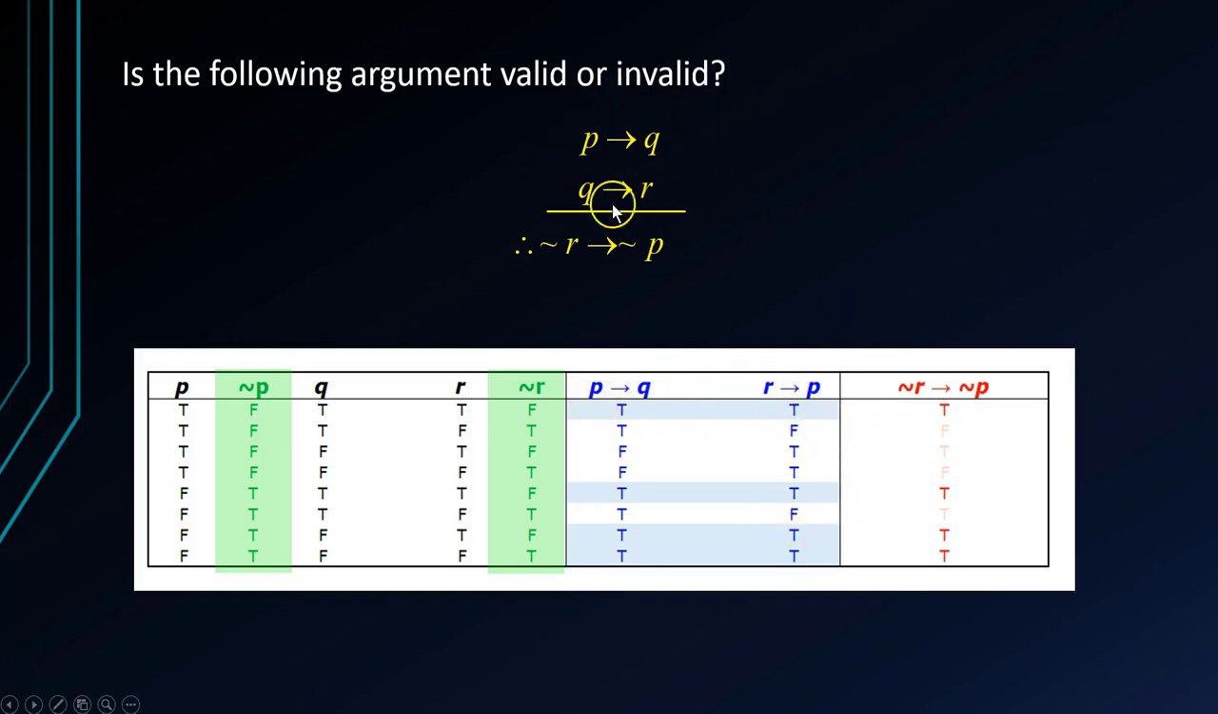We're assuming that these two are happening and are true, and we want to see if this is true as a result. In every instance where both of those are true, this statement's true. So this is a valid argument as well.